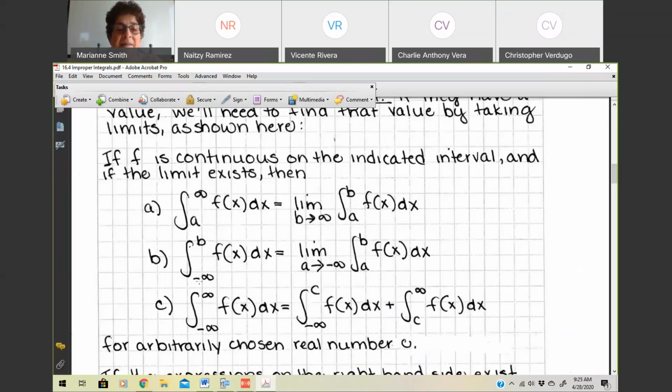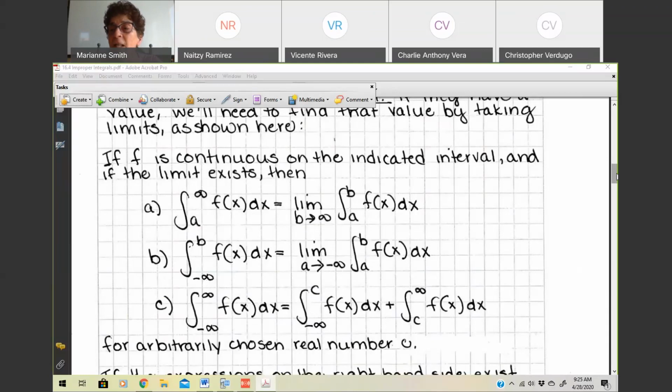Here's a second example. If you notice in this integral, the lower bound is negative infinity. The upper bound is some number. And what you're going to do here is you're just going to say, let's substitute that lower infinite bound with a, and then we're going to let a approach negative infinity and evaluate the integral.